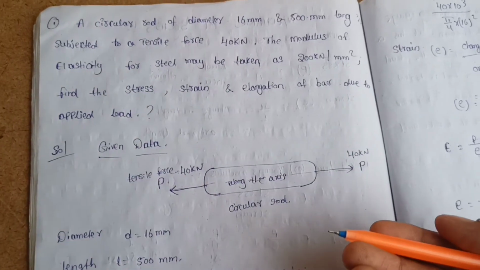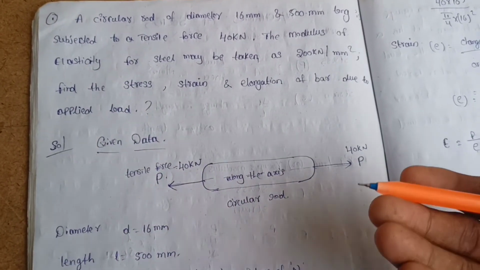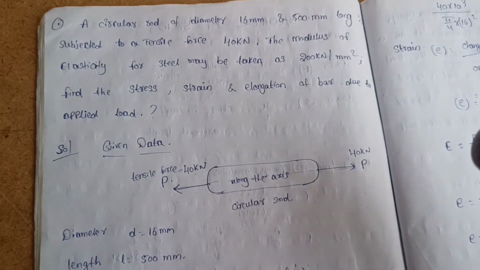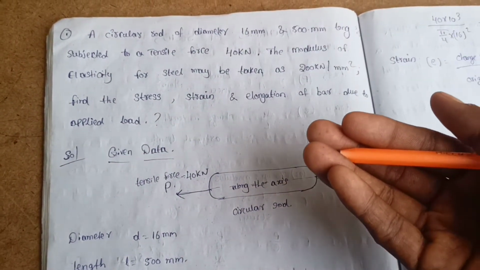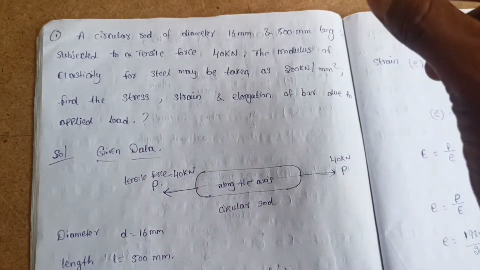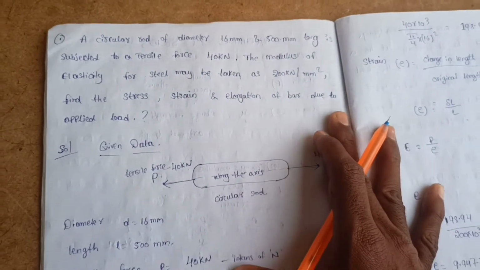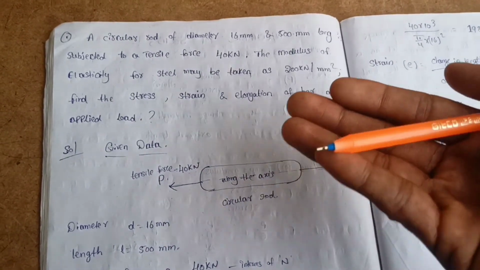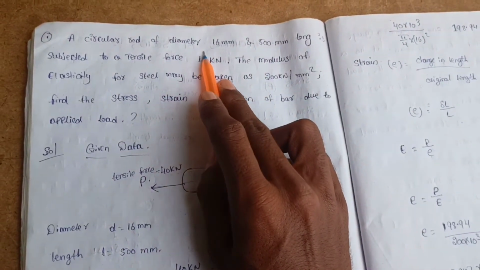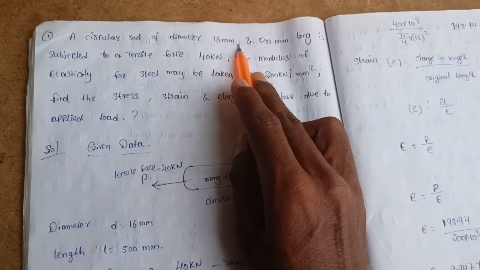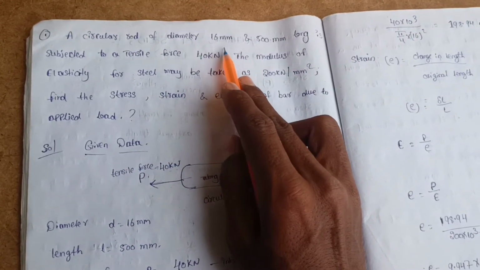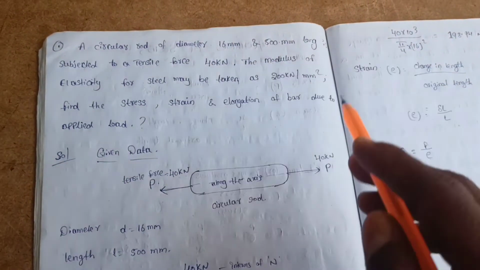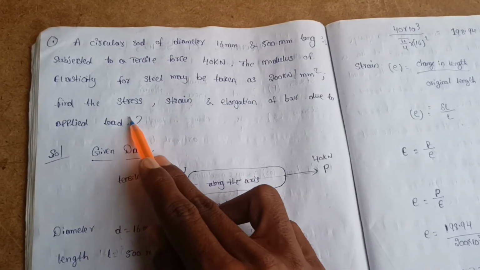We know the formulas of stress, strain and elongation, so simply we can solve. All the data is given, so simply by substituting the values we get the answer. What is stress? Stress means load by area. They gave the load and the diameter. So to find area, since diameter is given, pi by 4 into d square is the area. So we can get the stress.